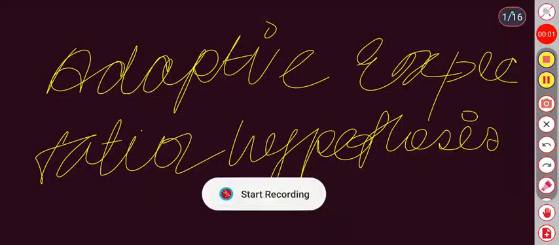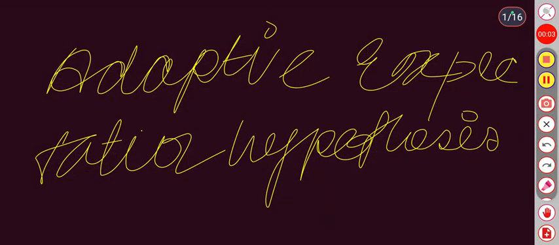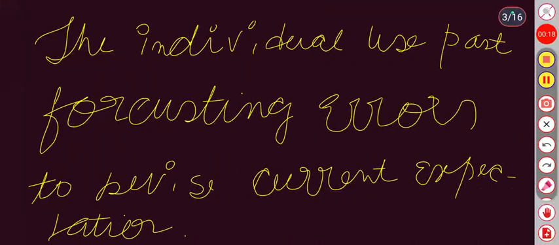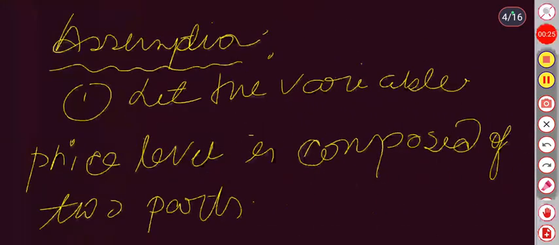Adaptive expectation hypothesis. In this hypothesis of adaptive expectation, this hypothesis is introduced by Schwager 1956. In this hypothesis, the individual uses past forecasting error to revise current expectation.